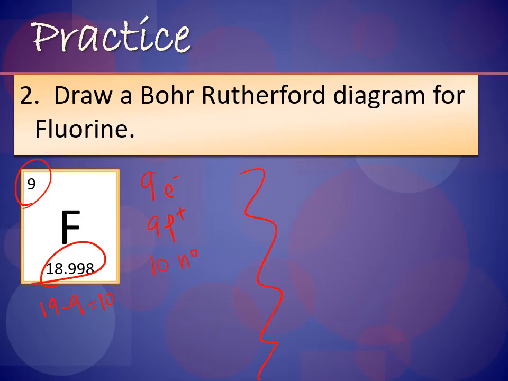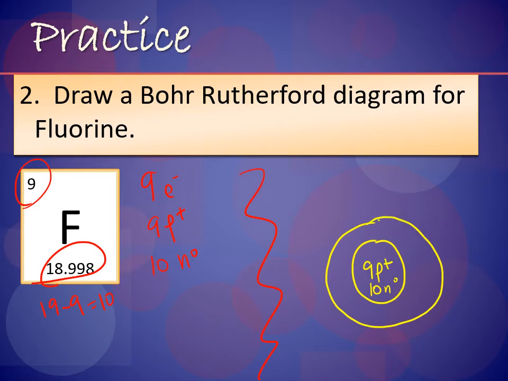Let me draw in a different color this time. I'm going to do my nucleus. Oh, that's hard to see. Let's choose maybe yellow. My nucleus. Inside my nucleus are my protons, 9 protons, and my neutrons, 10 neutrons. Then I'm going to start drawing my electron shells. My first shell gets a maximum of 2 electrons. And notice how I do north and south for these electrons. I never put them beside each other.